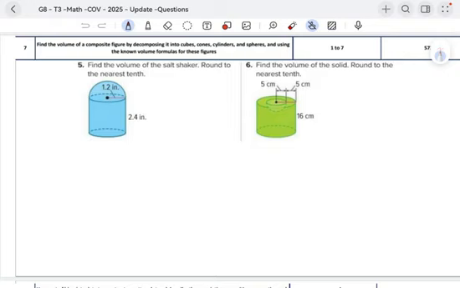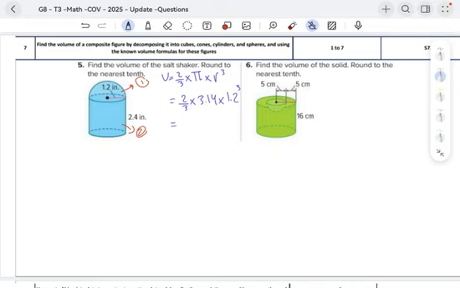For question number 5, we're going to do the same. We're going to decompose the figure into a hemisphere and a cylinder. Let's start with the hemisphere. The volume of a hemisphere is 2/3 of pi times the radius cubed. 2/3 times 3.14 times the radius, which is 1.2, cubed, and the answer for this is 3.617, and the unit is inch cubed.